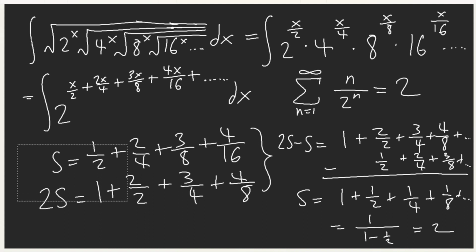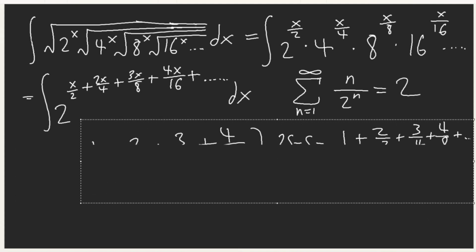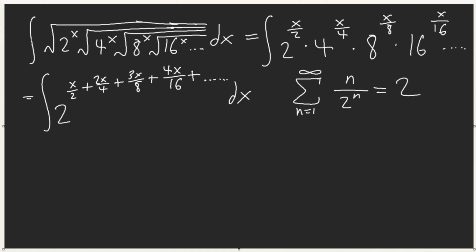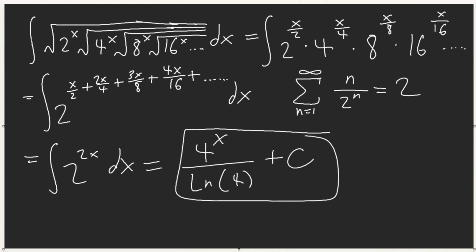Okay? So now that we figure that out, our answer, our integral, is 2 to the power of 2x dx. So our answer is 4 to the 4x over ln of 4 plus c. Okay, that's our answer.